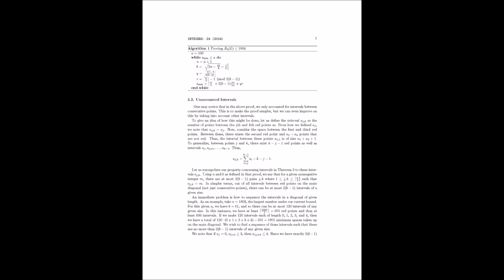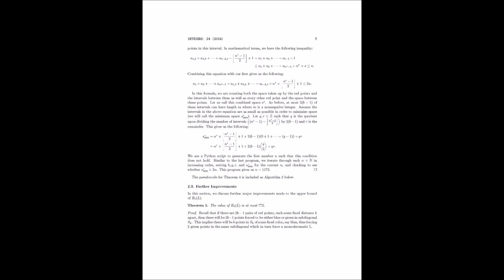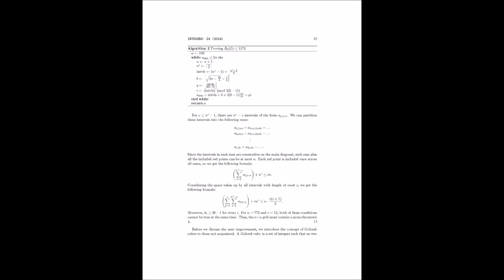While establishing an upper bound involves proving that a monochromatic L must exist, finding a lower bound involves demonstrating that it's possible to color the grid in a way that avoids creating a monochromatic L, at least up to a certain grid size. So it's like a game of hide and seek, trying to find a coloring pattern that successfully evades those monochromatic L shapes. How do mathematicians even begin to approach that?